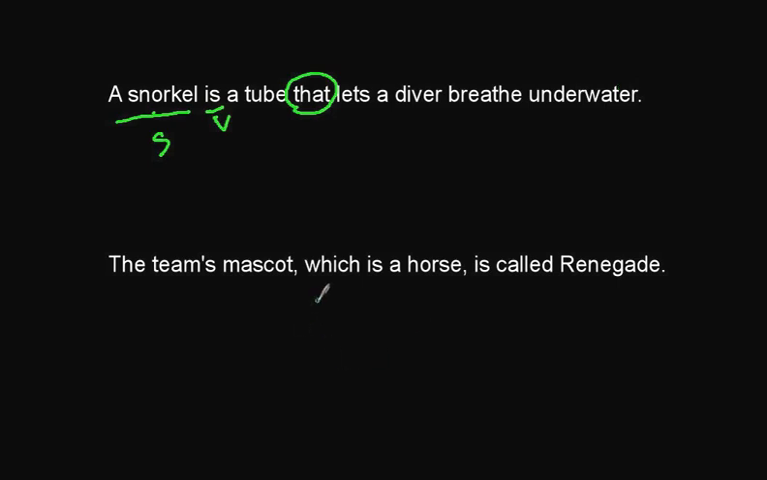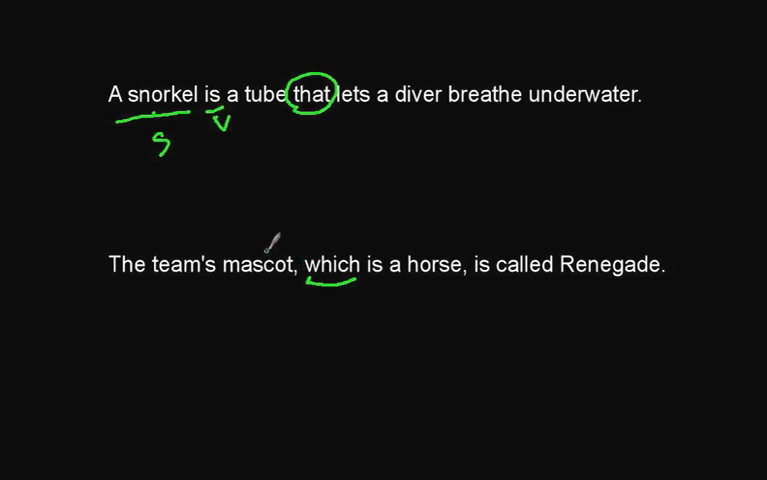All right, here we have the team's mascot, which is a horse, is called Renegade. And again, we could go back to our list of relative pronouns and say, okay, where's the relative pronoun in this list? It's which. How about that? Yay for us. Well, the problem is that you may not always know that you're dealing with adjective clauses. And so therefore, you can't depend upon the fact that it begins with a relative pronoun as the way to find it. You're still going to need to look for that second verb in the sentence to see if there is a second clause in the sentence.